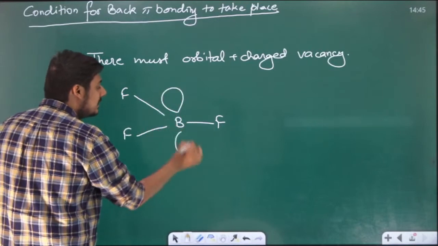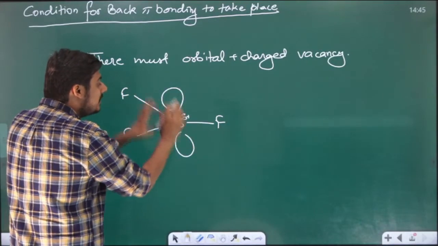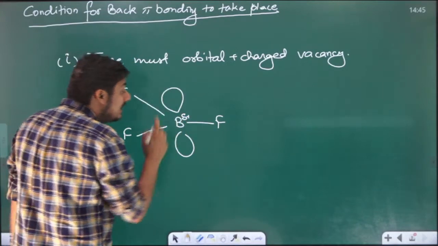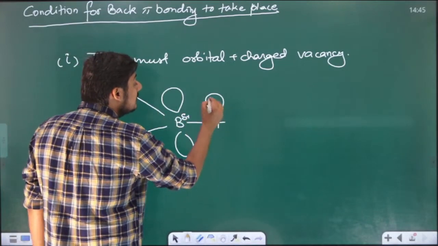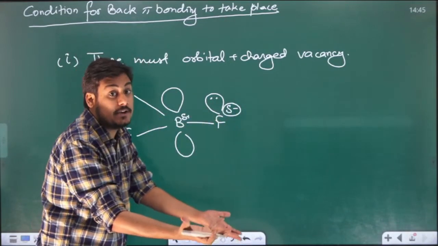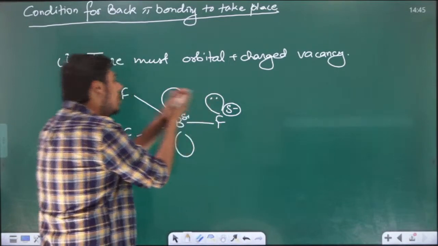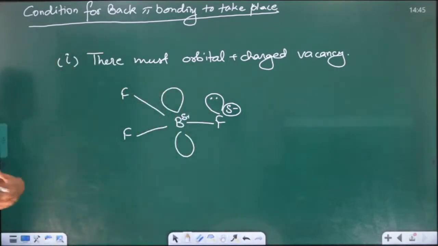The reason is that if there is no charge vacancy, if there is no delta positive on the atom which is having a vacant orbital, then there will be no delta negative on the side substituent, and if there is no delta negative, there will be no interelectronic repulsion, and if there is no interelectronic repulsion, no donation of electron density will take place.